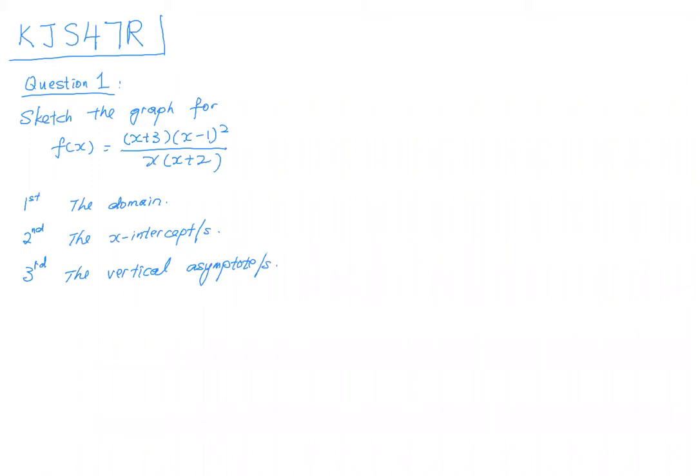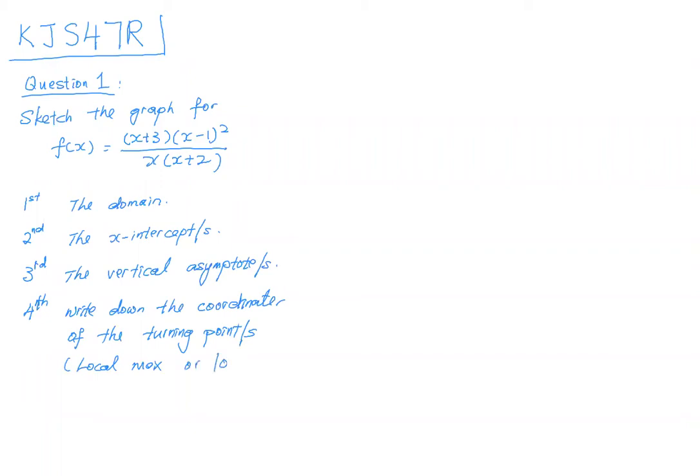Okay, if there is any. Okay. Then fourth, you have to write down the coordinates of the turning point. Okay, when I say turning point, that means either a local maximum or local minimum. This one you can use your calculator to find. Okay, so that is the four things that must appear in the graph.